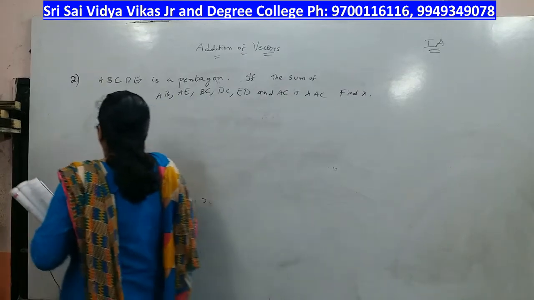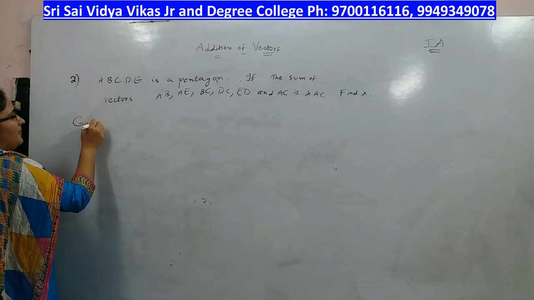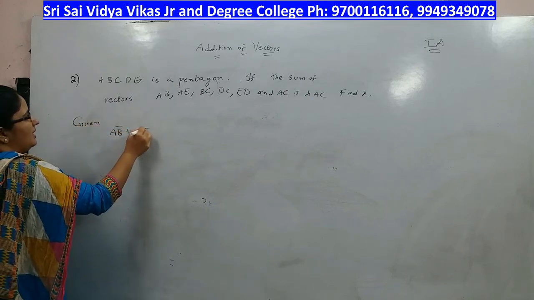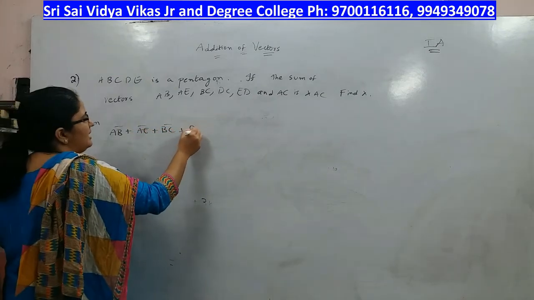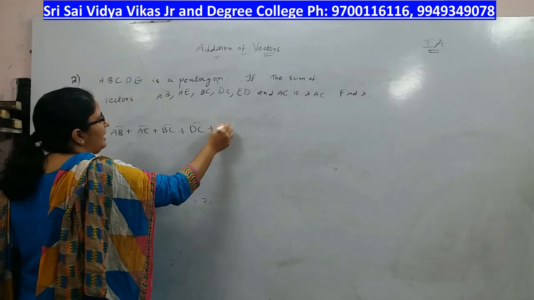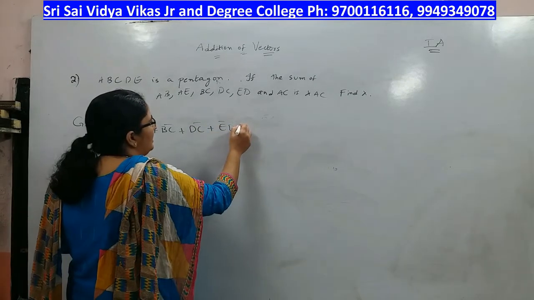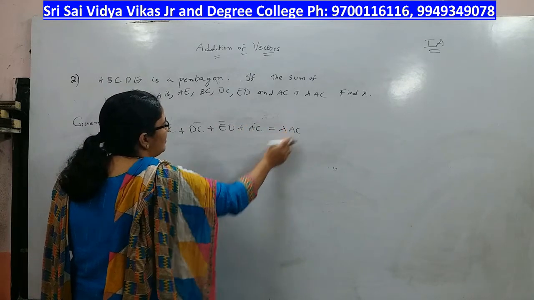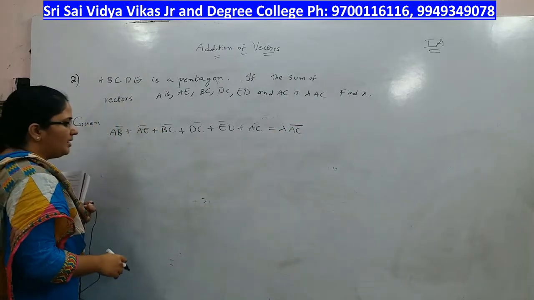Now, what is given? Given AB plus AE plus BC plus DC plus ED plus AC is equal to lambda AC. This is what is given to you. You have to find the value of lambda.